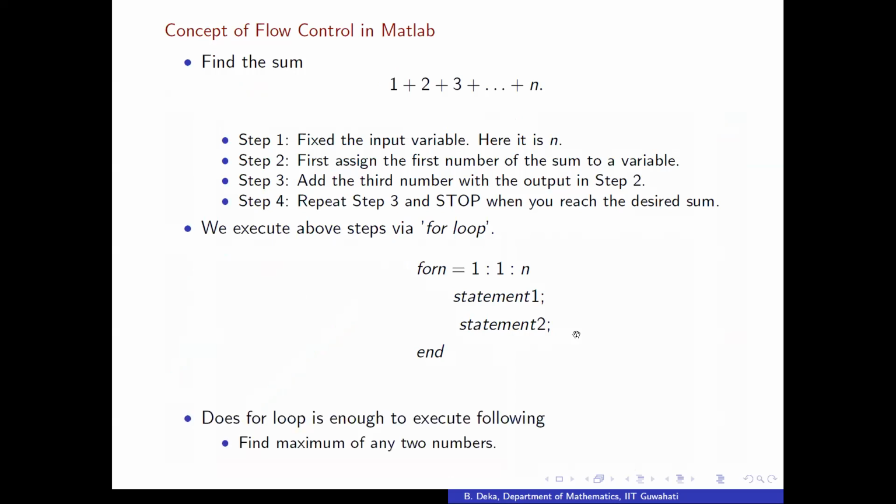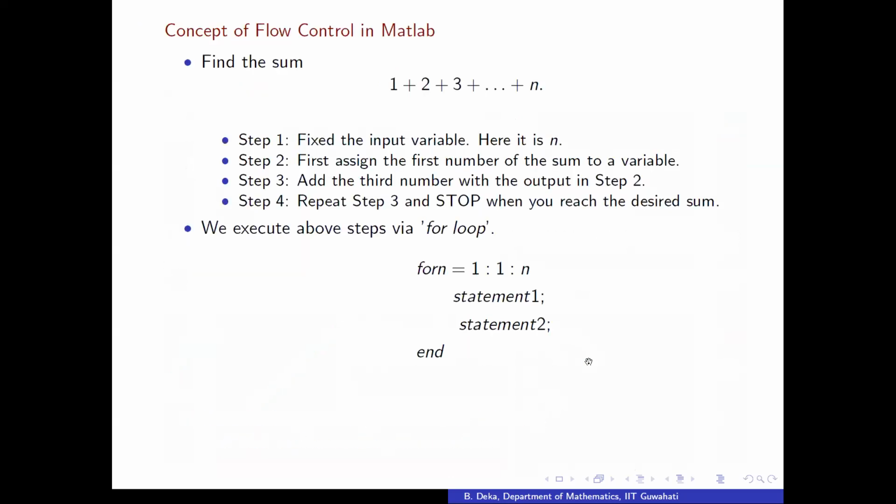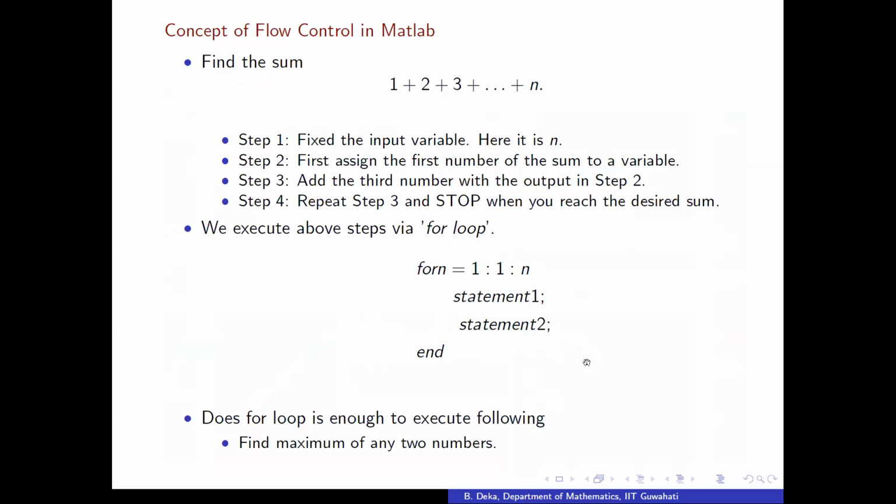Okay, so this is about the for loop. Suppose I want to find out the maximum of any two numbers. Will your for loop work? What do you feel? We have to define what the difference is between these problems: find the sum of any two natural numbers, and find the maximum of any two natural numbers. What is the basic difference between the two problems?